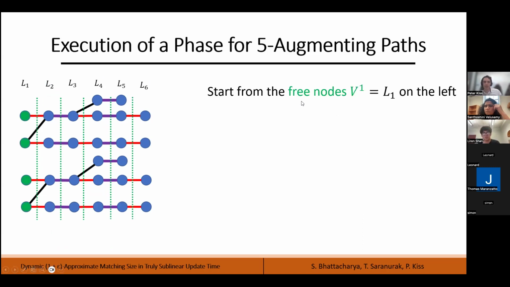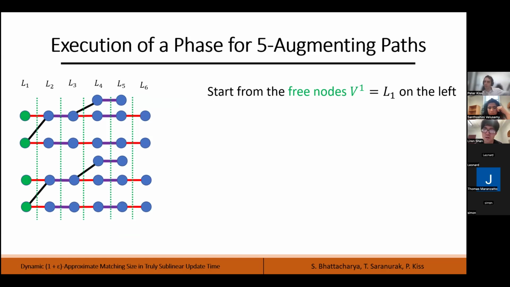So how do we go about this? What are the black edges here? The red edges? So the black edges are just edges in the graph. The red edges are edges in the maximum matching, which we don't know what it is, but it has to be one something. And purple edges are the ones we have already found.